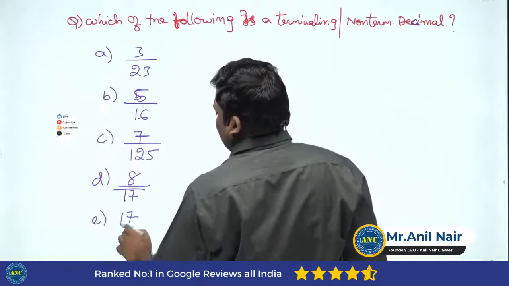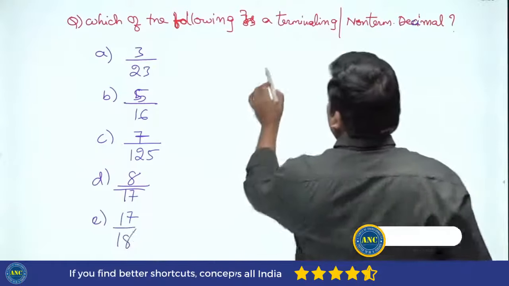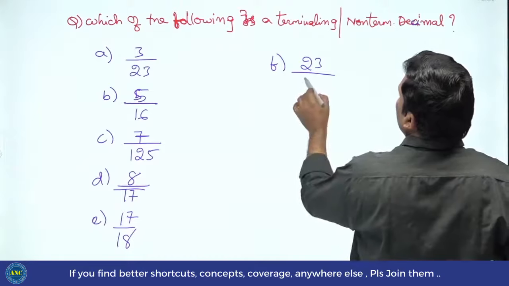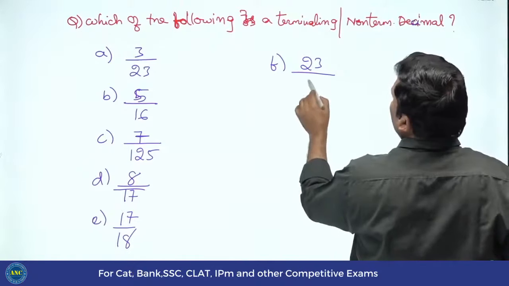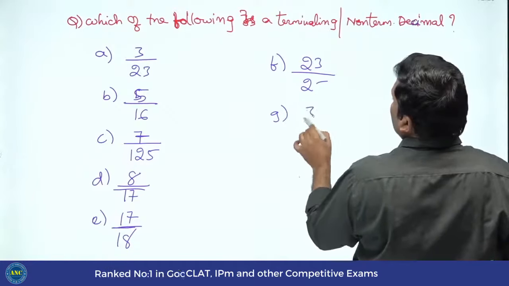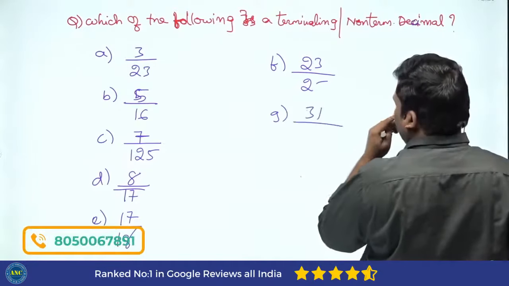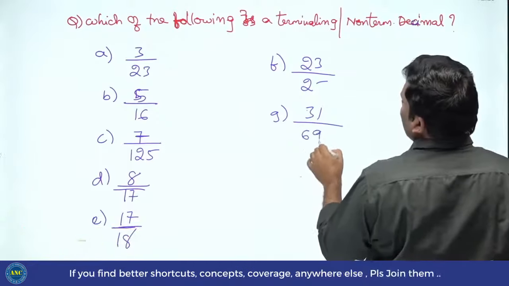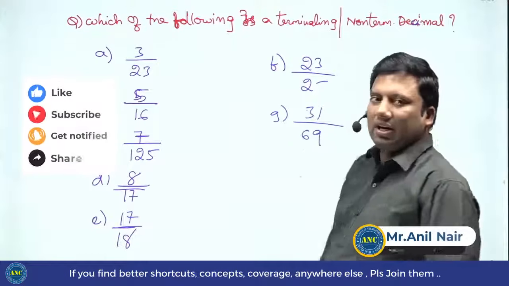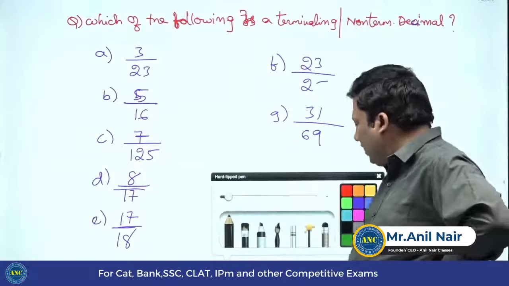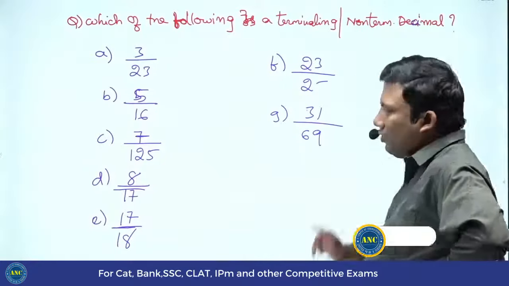17 by 18. 23 by 23 by, for example, 25. 31 by 31 by, for example, let us take 16:9. 31 by 69. Which of the following are terminating or non-terminating decimals? Only these two we have to determine.